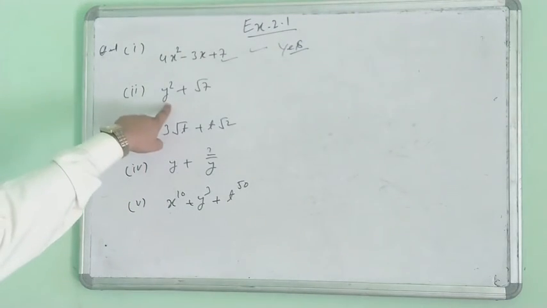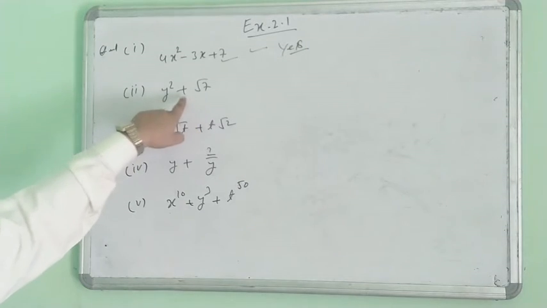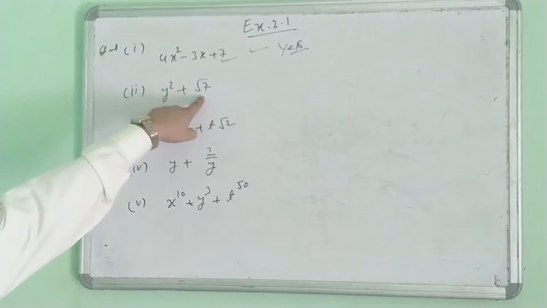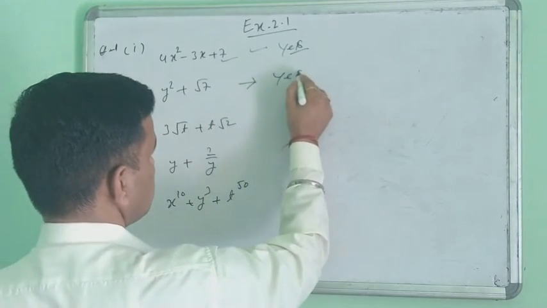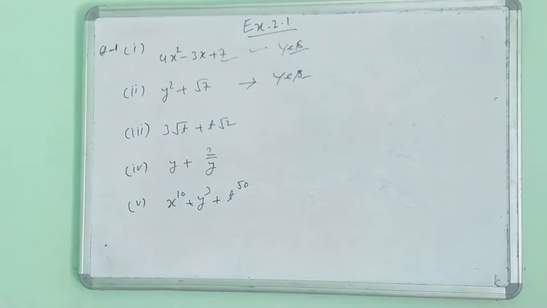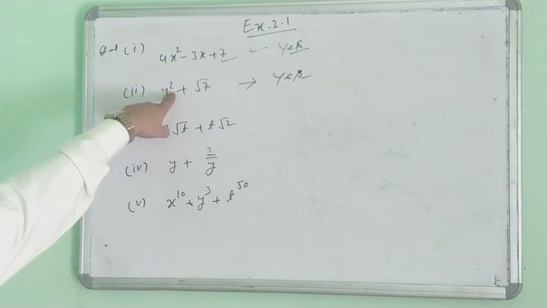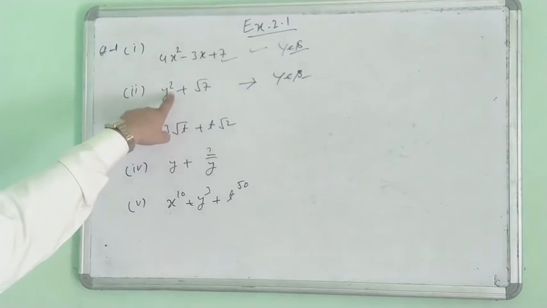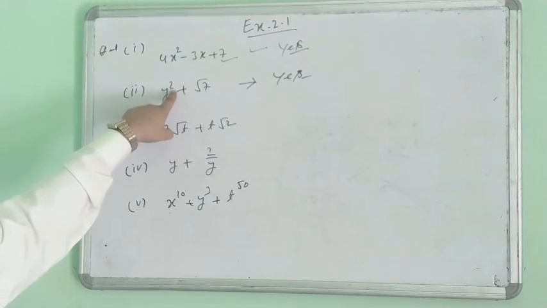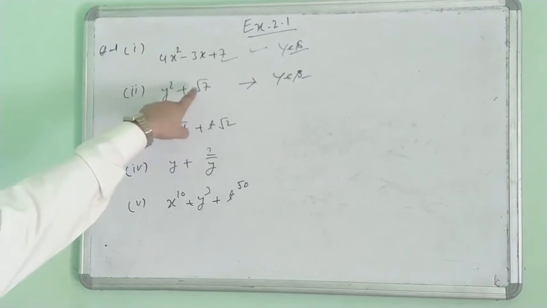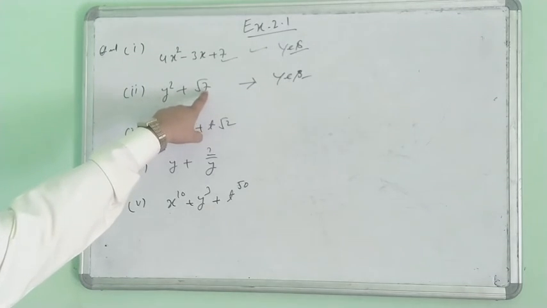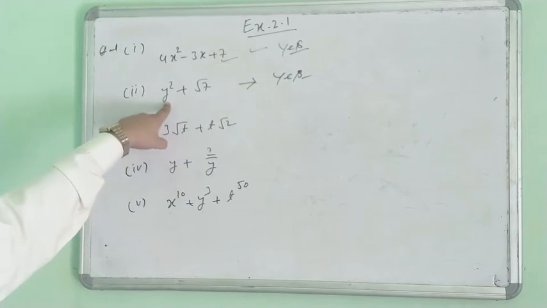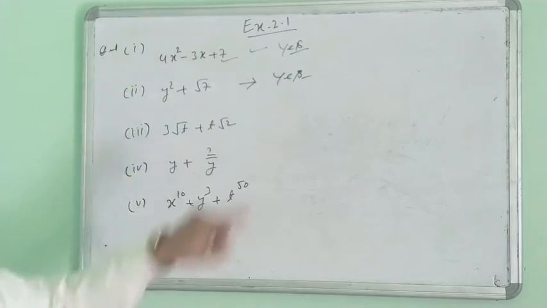Second here, y square plus root 7. So y square is positive, but root 7 is a constant number. This does not matter. This one is also a polynomial form, because in y square the power of the variable is a positive integer. And root 7 is a constant number, so it does not matter whether it is negative, positive, or a fraction. Only the variable's exponent matters. So this is a polynomial.